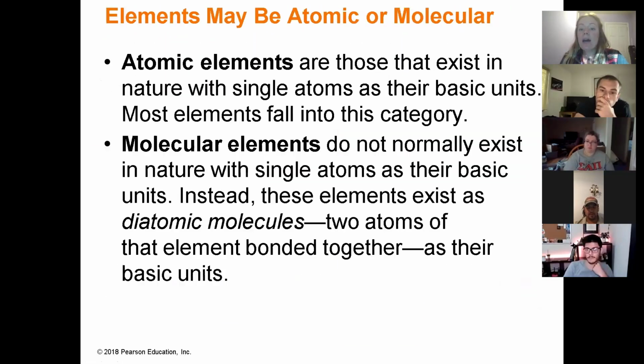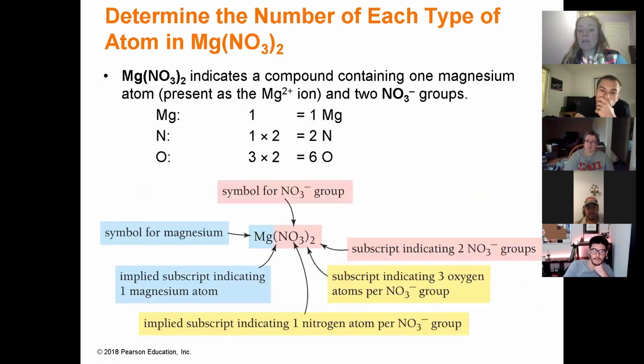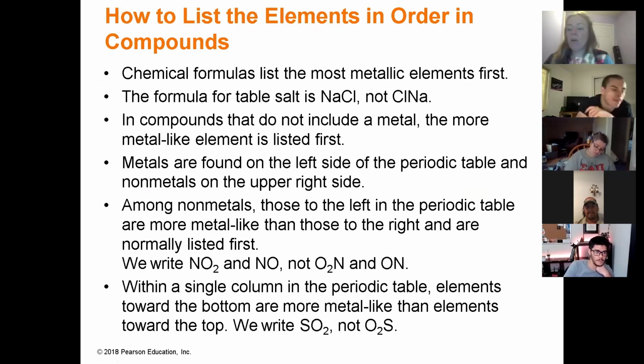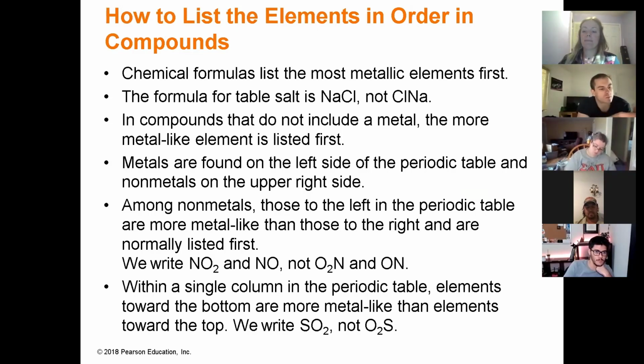What happens if you have 2 non-metals? If you have 2 non-metals, the one that's more, quote unquote, metal-like gets listed first. So the one that's closer to the zigzag line gets listed first. If you don't have a periodic chart with you or out, grab one because we're going to be looking at it a lot for class today.